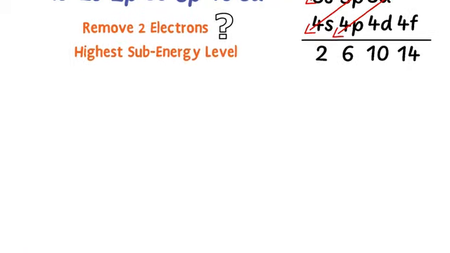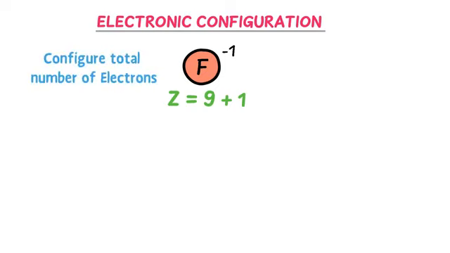Lastly, let me teach you electronic configuration of negative ions or anions like fluorine ion. Negative means that fluorine atom is in loss because it has taken a loan from someone. We know that atomic number of neutral fluorine atom is 9. Now add this 1 electron taken as loan to 9. So we get 9 plus 1 is equal to 10 electrons. In case of negative ions, just configure the total number of electrons.